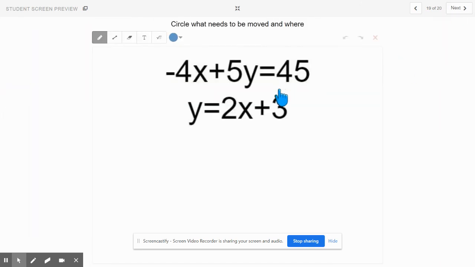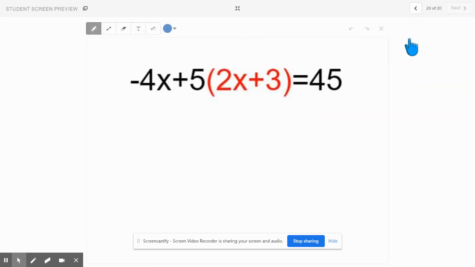Two more slides left. This one, just circle what is going to get replaced here. You're going to put all of this right here. You're going to shove this part here into this part of the problem. You're going to squeeze it in where the y is. There's no more y. Instead, you're going to replace the y with 2x plus 3, and this is what it looks like. Go ahead and try to solve this last problem, and you're done for the day.